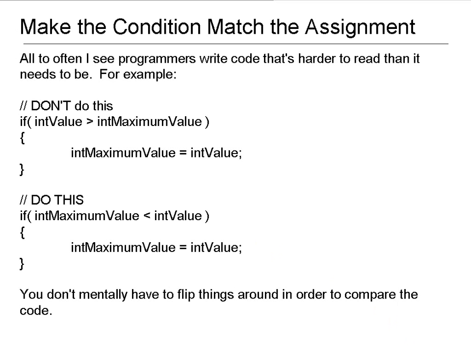Another thing is you want to make the condition match the assignment. All too often I see programmers write code that's harder to read than it needs to be. For example, don't do this. So here in the condition we ask if int value is greater than maximum value. And if it is, they assign maximum value to equal the value. Notice they switched the sides. Instead, you want to do this. You want to make your condition, if the maximum value is less than int value, then make maximum value equal int value. That way you don't have to mentally flip things around in order to compare the code and see what's going on. So what's that guideline? Make the condition match the assignment.